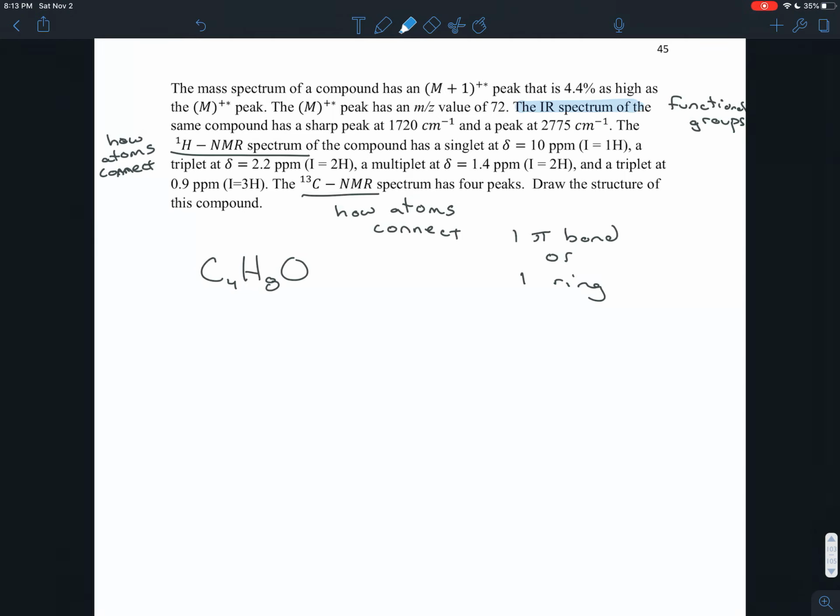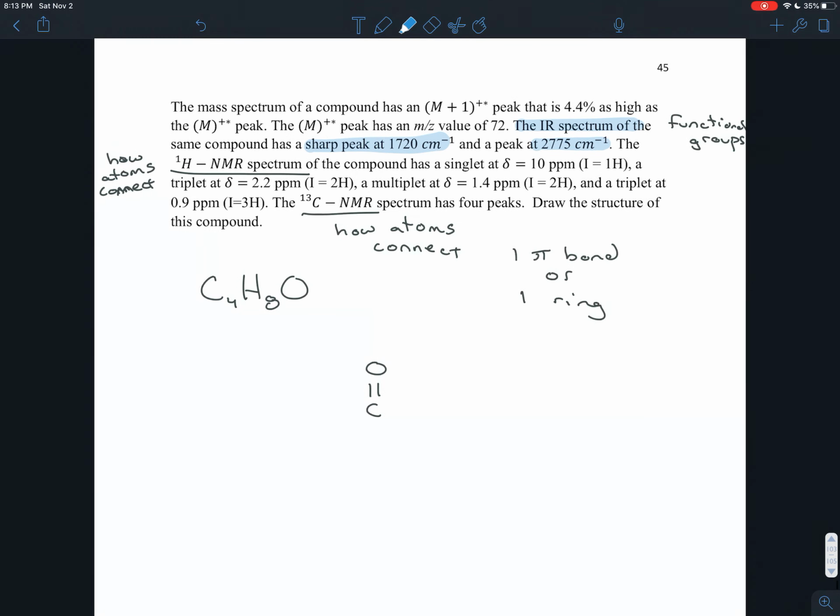It says the IR spectrum of the same compound has a sharp peak at 1720. Sharp peak at 1720, that means we have a carbonyl. And it has a peak at 2775 wave numbers. Remember that if you have a peak between 2700 and 2850, that is the absorption, that's the energy that's absorbed by the carbonyl carbon to hydrogen bond. So the fact that we have an absorption in that range between 2700 and 2850, that's an aldehyde. Signal that we have an aldehyde. Okay, so we have an aldehyde. So much for the functional group. So much for IR.